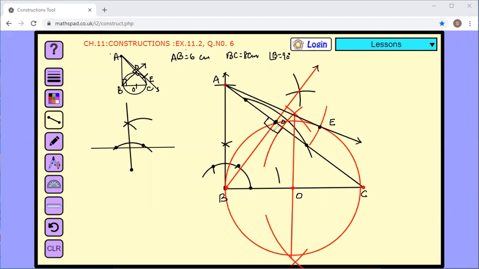I hope you are able to understand. Construct it again and again so that you have more clarity of the concept on which this construction is based. That's all for today, children.